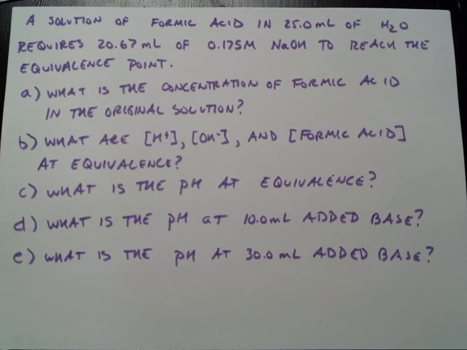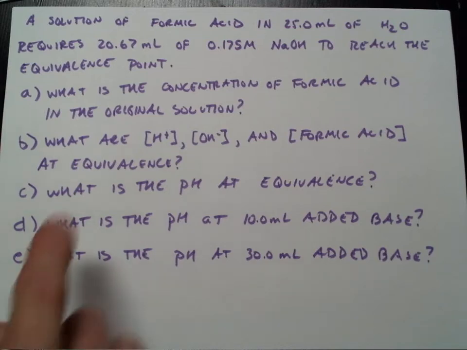All right, last problem on the Chapter 18 PowerPoint, Slide 9. This is question number 5, and I've added a few. This is a long problem. It's a titration problem. We've got a solution of formic acid in 25 milliliters of water, and it requires 20.67 milliliters of 0.175 molar sodium hydroxide to reach the equivalence point.